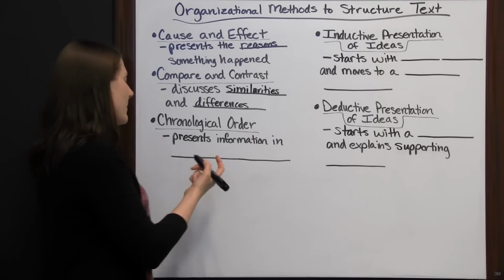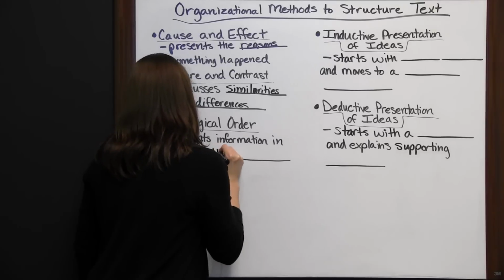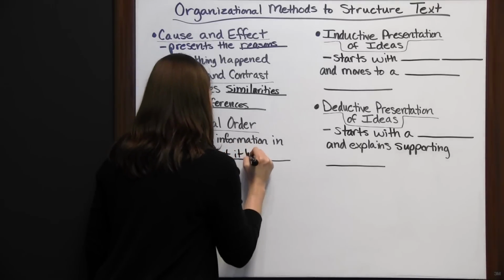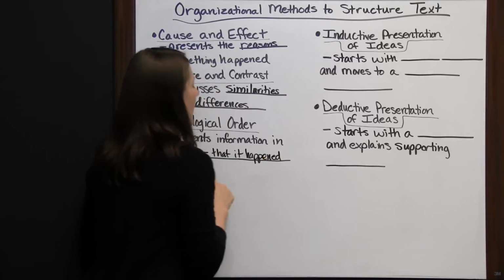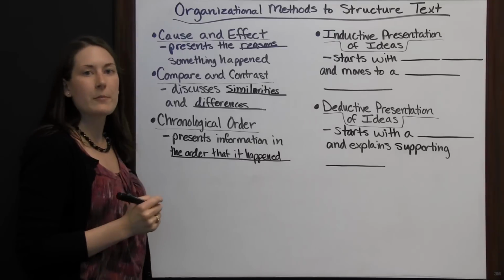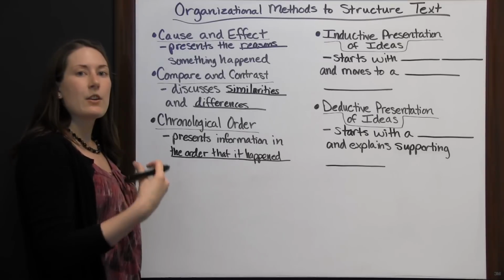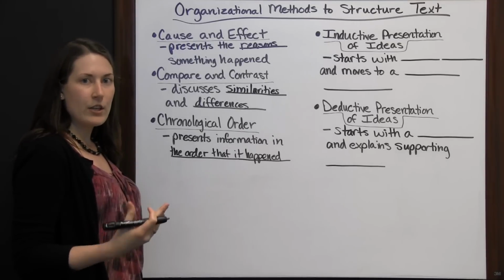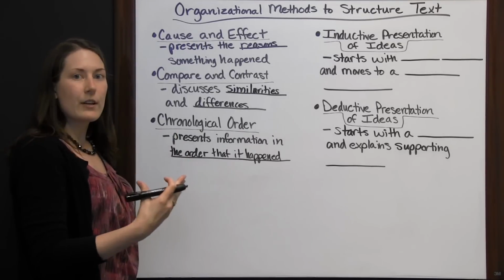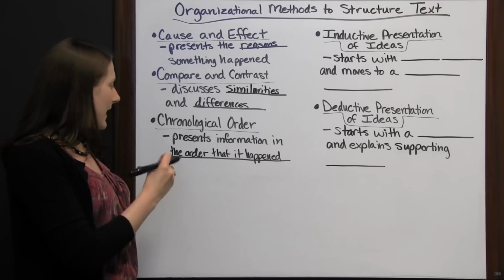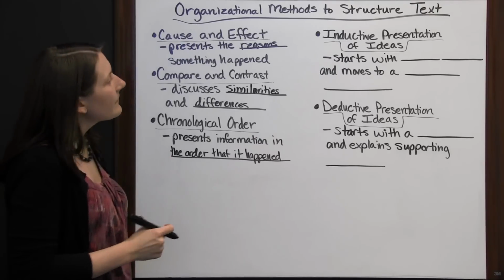Chronological order presents information in the order that it happened. It starts at the beginning and works its way to the end. And a good example of chronological order pieces are biographies. You start whenever someone was born, you go through their childhood, adulthood, and events leading up to their death. The book is laid out to describe events exactly in the order that they happened chronologically in time.